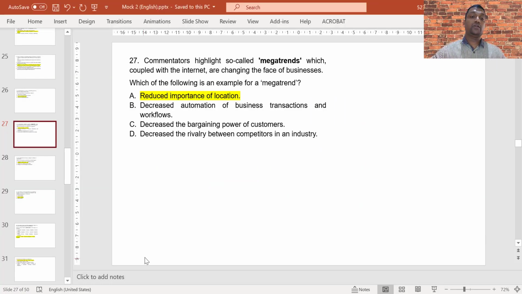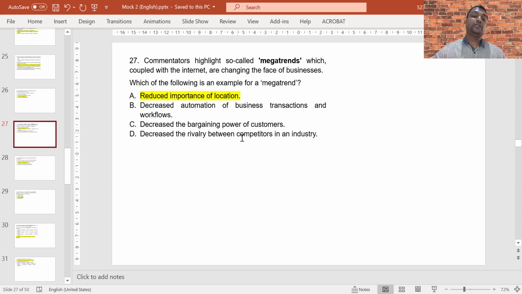Right. So if you look at the question, there are 4 items given. Reduced importance of location. Yes, we saw how it was explained. Decreased automation of business transactions and workflows. The opposite of this is happening. Decreased bargaining power of customers. No, the customers are having more power than before.